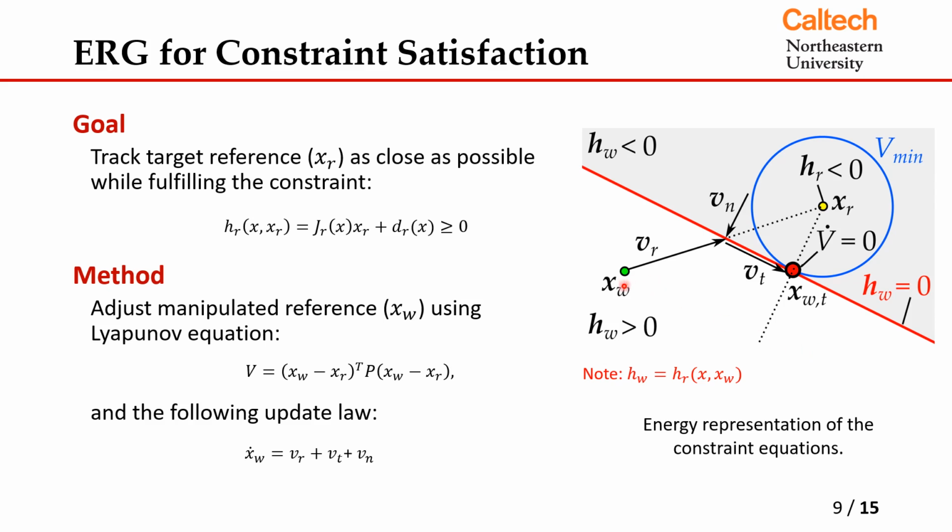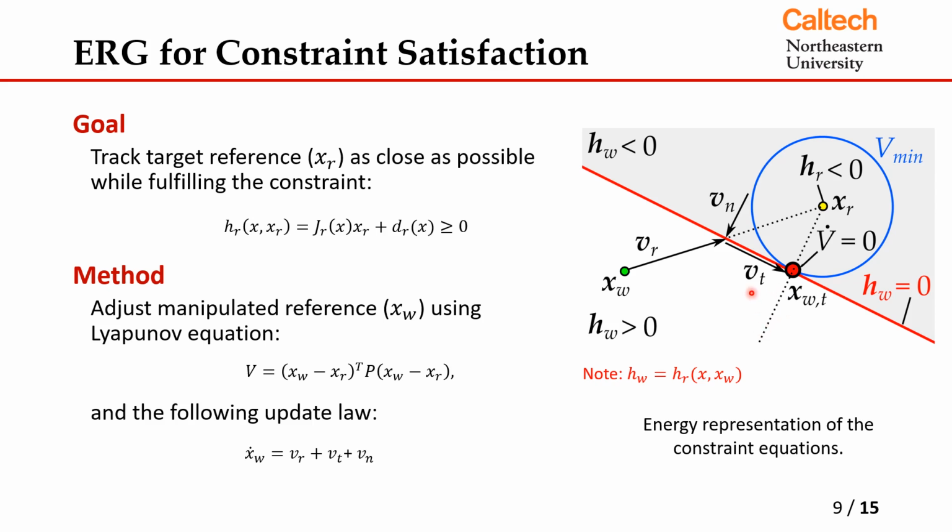The idea is that we have a reference, and this is our target reference, and this is our current reference. This line here represents the constraint value. We want the reference to always be within this region, because inside this region the constraint is satisfied, and we basically want to get to the closest point to the target reference without breaking the constraint.